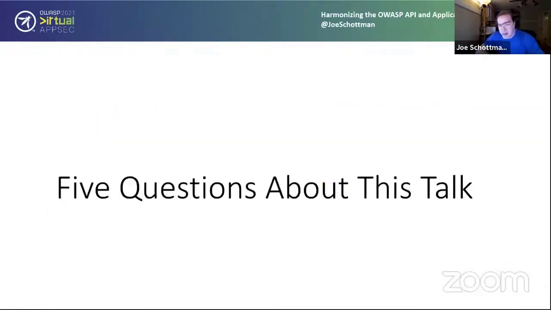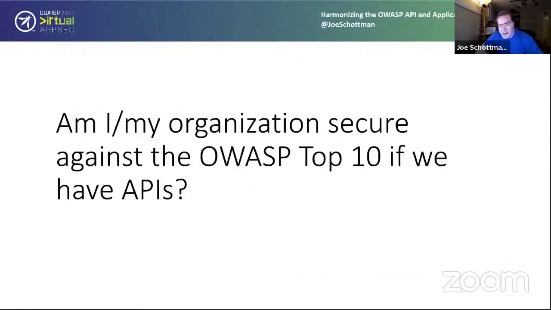To let you know what this talk is going to be about, I'm going to start with 5 questions. The first question I started with is, am I or my organization secure against the OWASP top 10 if we have APIs? I work in banking, so we're highly regulated, and we get questions from auditors like, are we defended against the OWASP top 10? The good thing is that in 2019, OWASP brought out an API-specific top 10 list. There is some overlap between the application top 10 and the API top 10 lists, but really you have to draw from both to get full coverage.